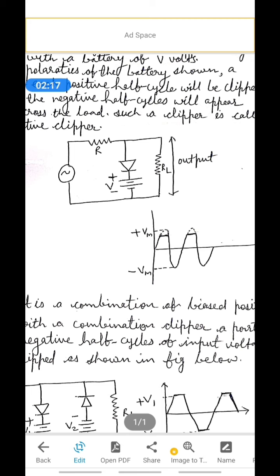The diode will conduct heavily so long as input voltage is greater than plus V. When input voltage is greater than plus V, the diode behaves as a short and the output equals plus V. The output will stay at plus V so long as the input voltage is greater than plus V.